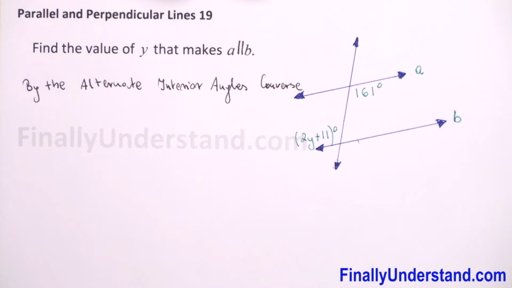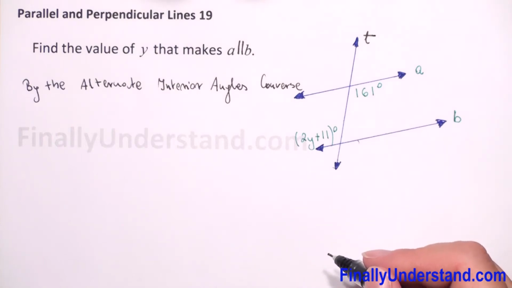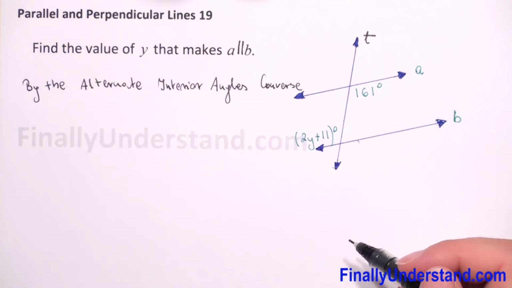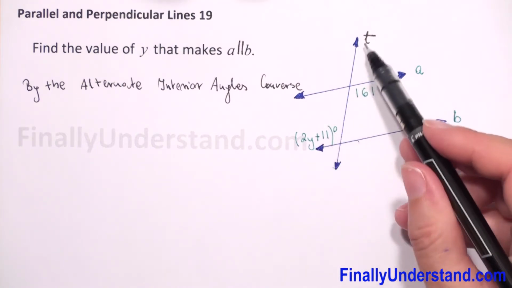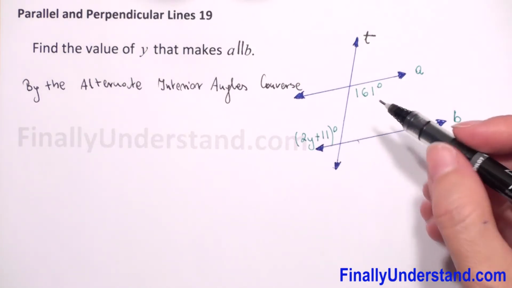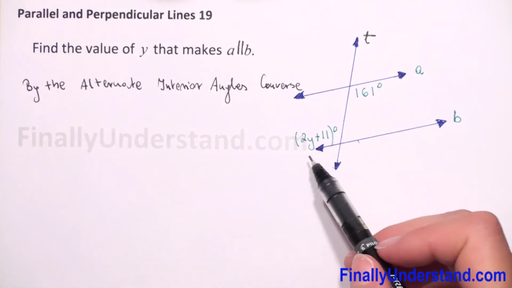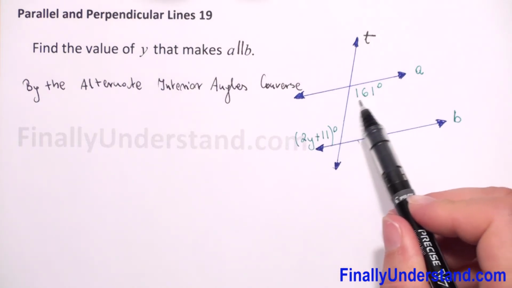If two lines are cut by a transversal, this is our transversal, and the alternate interior angles are congruent, then the lines are parallel. Let me remind you that alternate interior angles are angles which are between these two lines and on the opposite sides of our transversal. So these two angles are congruent. It means that the measure of the angle given by this expression is equal to the measure of that angle.